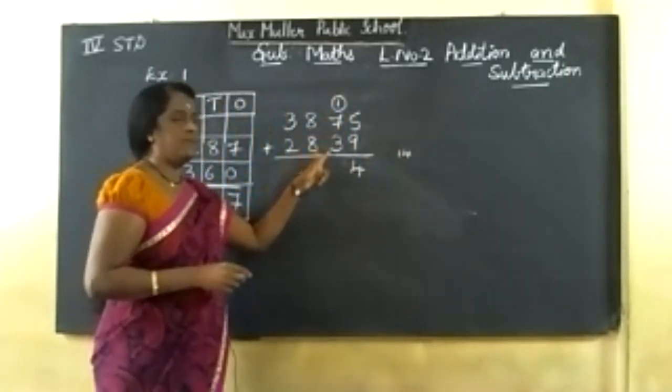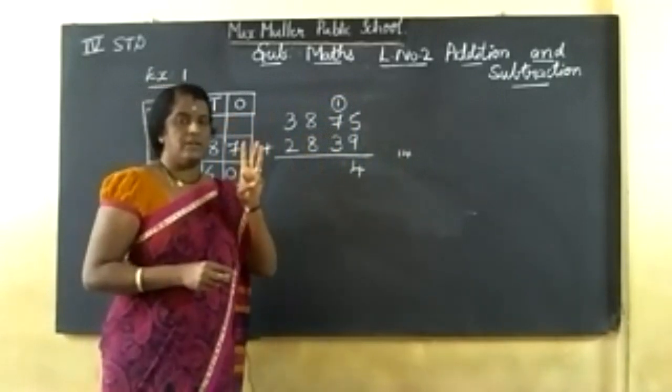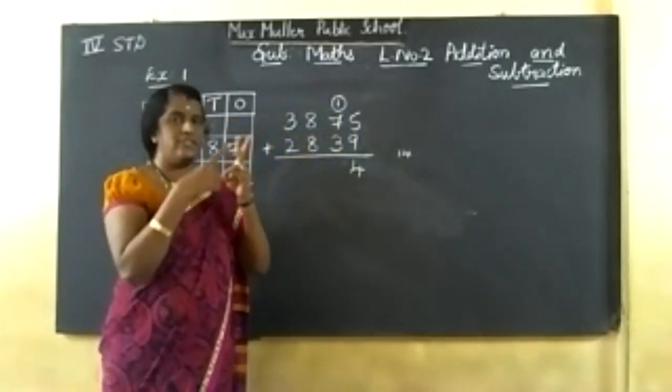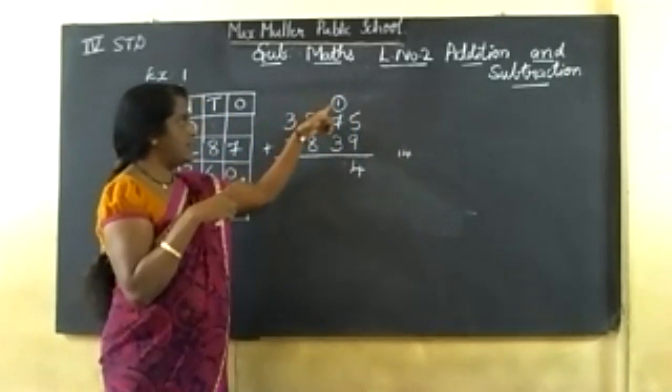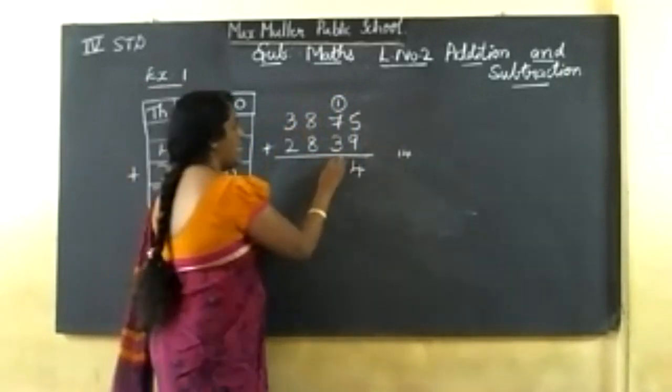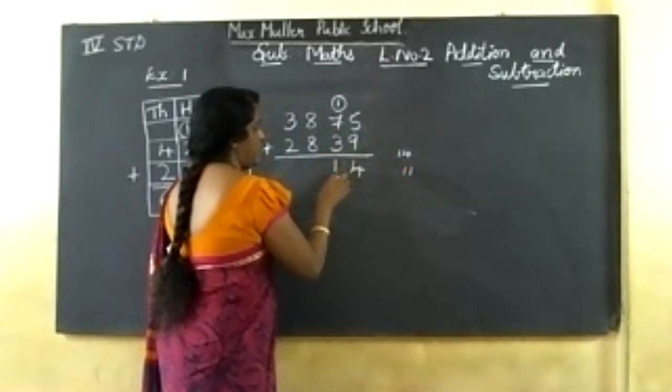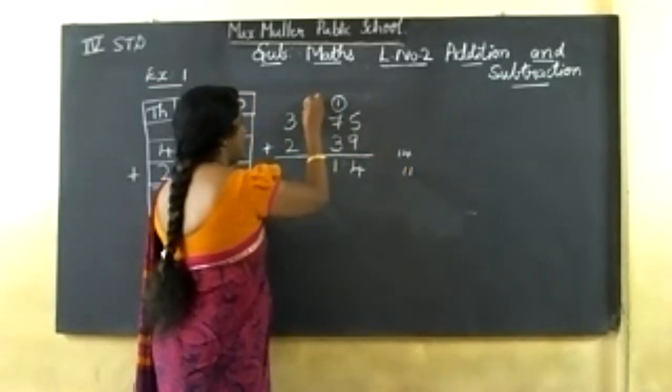7 in the mind, 3 on my finger. After 7, 8, 9, 10, 11. See, 11 it comes means this one here, this one carry here.